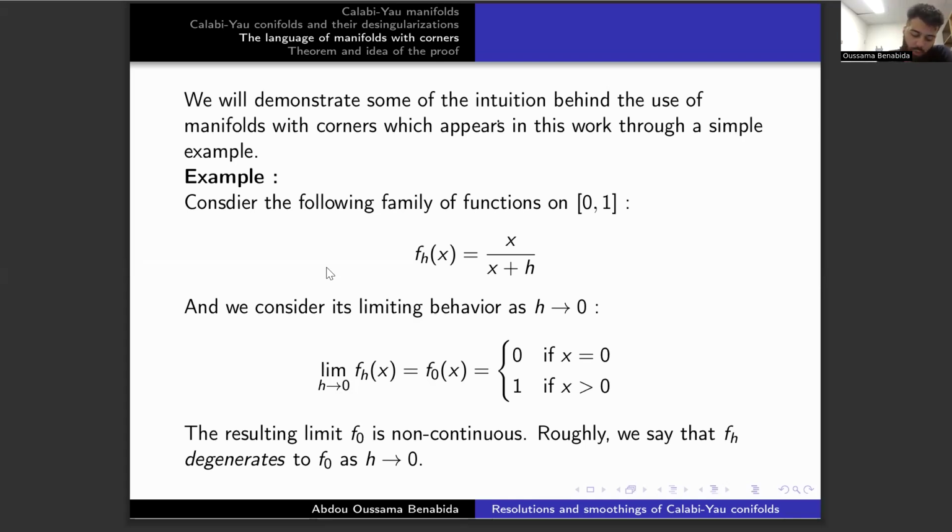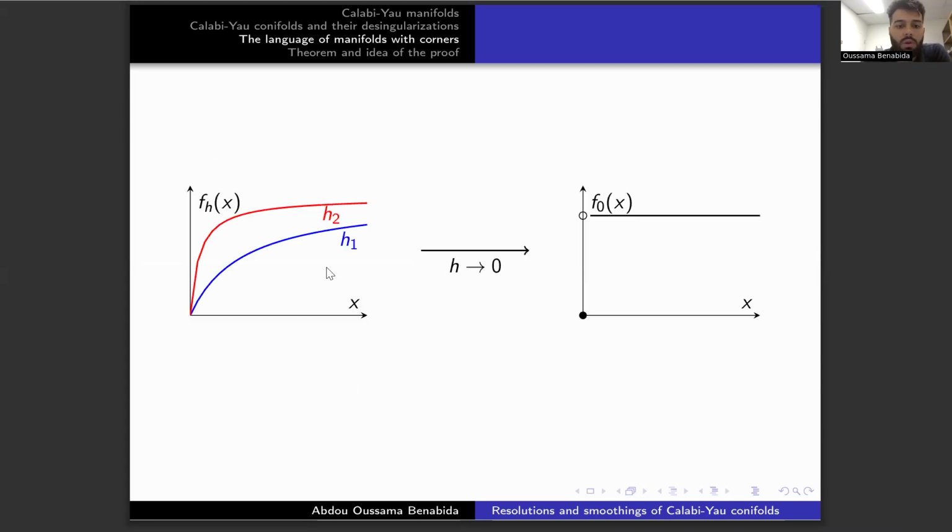So we had smooth functions for h different from 0, and the resulting limit is not even continuous. And here we will say that f_h degenerates to f_0 as h goes to 0. All right. So this is the image of what happens. We have these f_h, which converge to f_0.